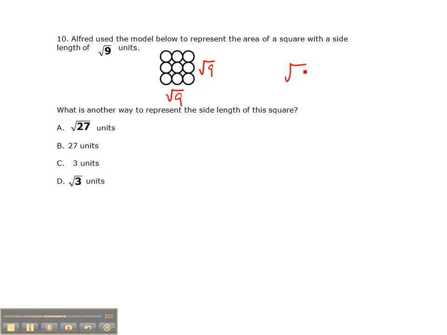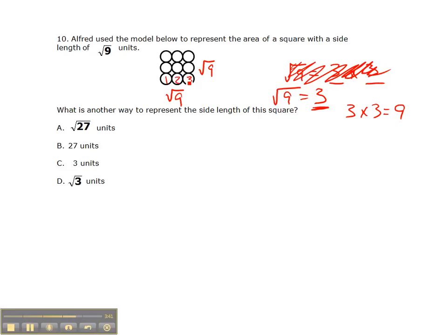Well, if we know the square root of 9 equals some number, some integer times itself, and you know that is 3. Wait a minute, I need to do that again. Okay, the square root of 9, 9 is the area, and to get 9 we have to multiply some integer by itself, so 3 times 3 equals 9. The square root of 9 equals 3. So 3 is the side length, and you can just see that there are 3 circles on each side length. So another way to represent the side length of the square is 3 units.